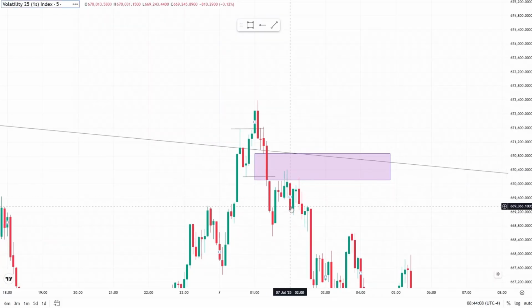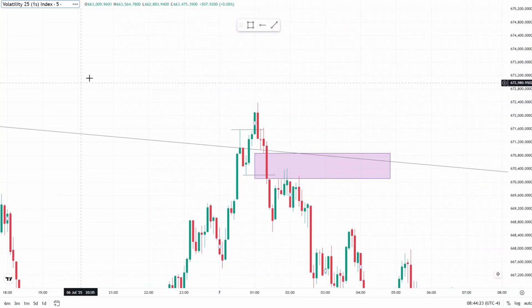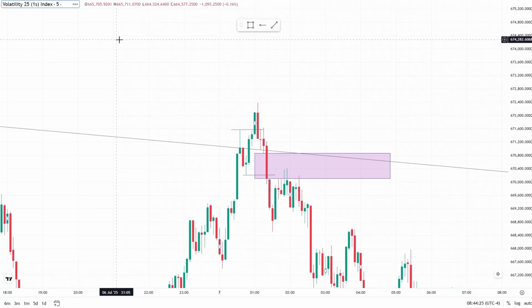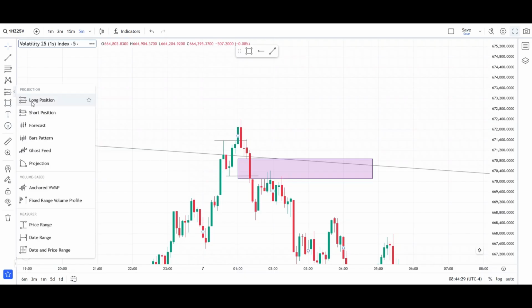This is where I entered, but I was a bit late. So I entered, okay, not late per se. I got price after that engulf. I entered when it went back a little around here. But this is where you want to enter without hesitation. Without hesitation. So let me bring my tool.